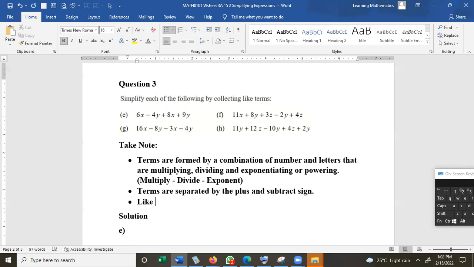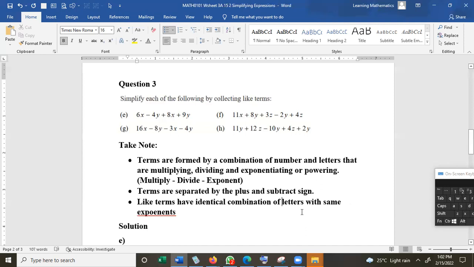Like terms have identical letters with same exponents, or I have identical combination of letters with the same exponents. Okay, please take note of that.